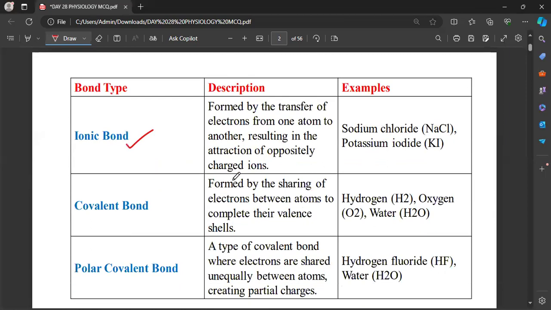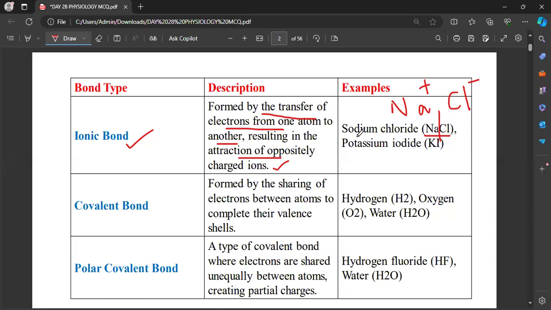When it comes to the ionic bond, for example NaCl, we can separate this into Na+ and Cl-. There is a transfer of electrons. One is gaining and one is losing electrons. This transfer of electrons from one atom to another, we call the ionic bond. It is formed by the transfer of electrons from one atom to another, resulting in the attraction of oppositely charged ions. So this is what an ionic bond is.